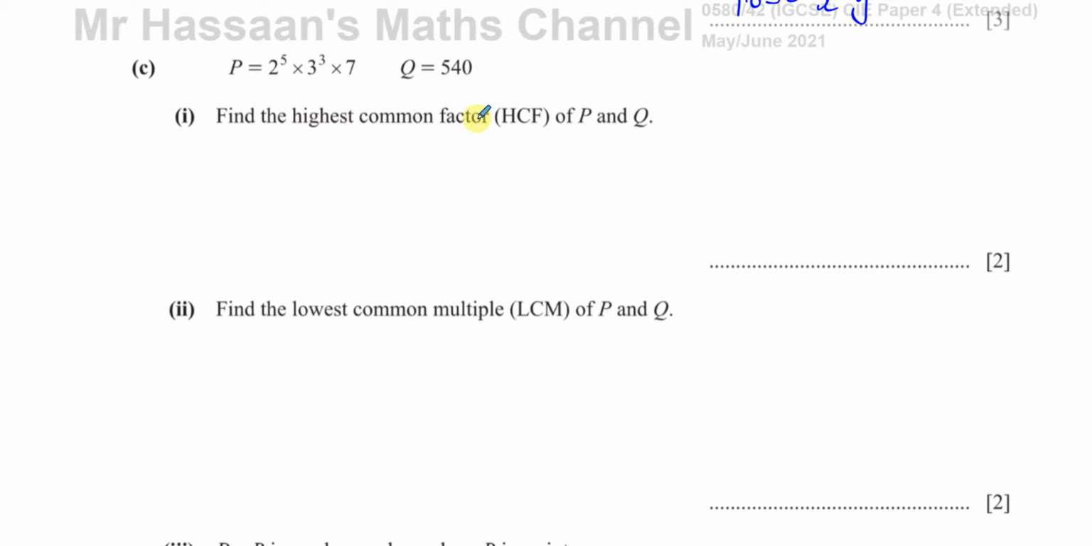Find the highest common factor of P and Q. So what I'm going to do first is rewrite Q in this form, written out as a product of its prime factors. You can do this in various ways. I'll use the ladder technique here.